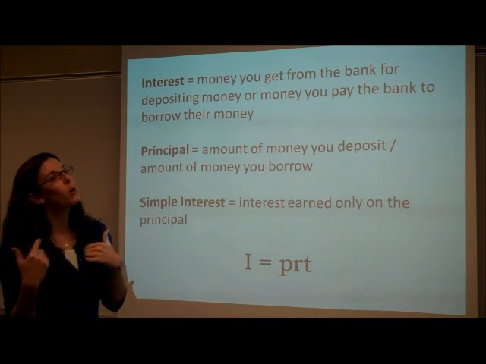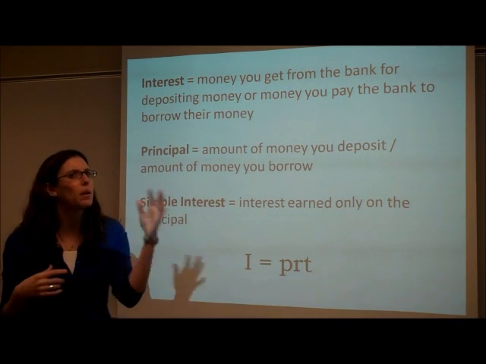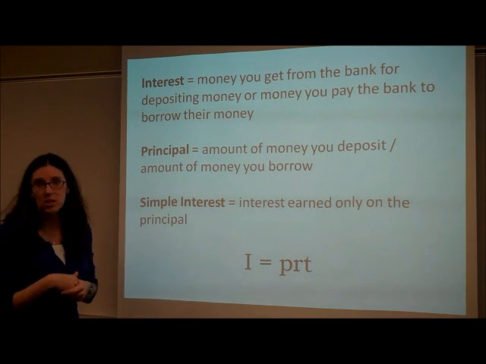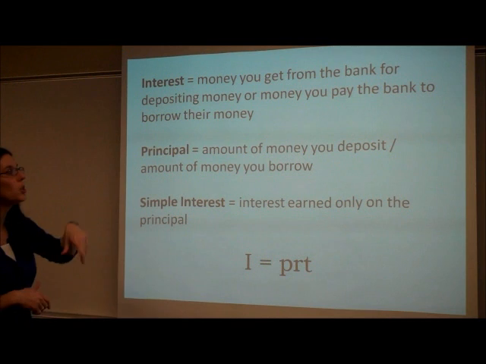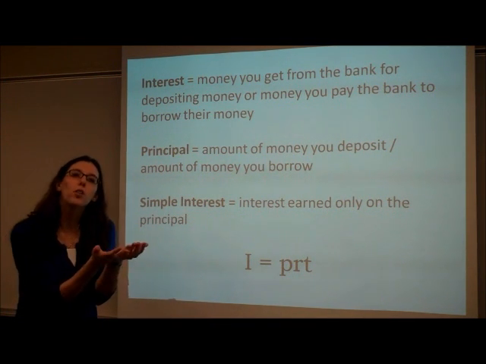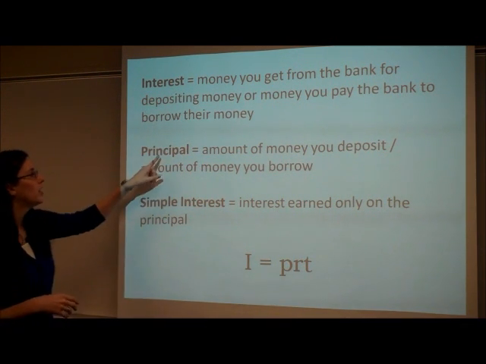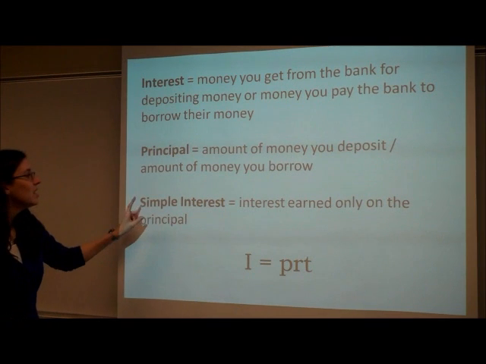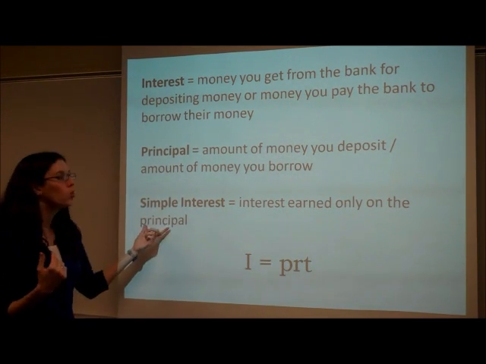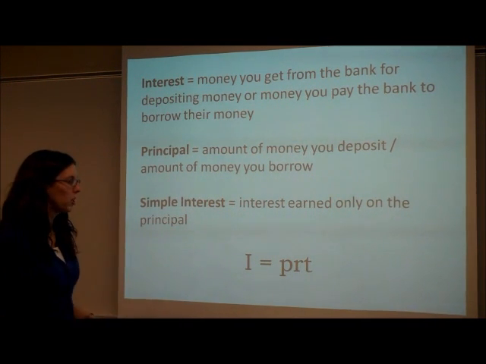If you're saying, I need to borrow some money, they'll say, well, here's the money, but when you pay me back, you have to pay back a little bit extra because you're borrowing my money. That's the interest. The principal is the amount of money you are giving to the bank for them to keep, or the amount of money they are letting you borrow, the amount of your loan. That's your principal. Simple interest is when you earn interest or you're paying interest only on the principal, okay? So it's just how much money did you originally put in there.